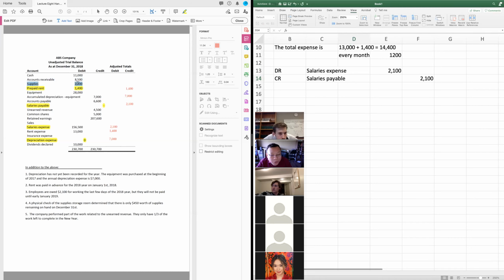Supplies, $2,300. So when you buy supplies, you pay the $2,300. That's your asset, right? And then number 4 tells us you have a physical count in the storage room, and you know the remaining balance is $450. So the supplies balance should really be 450, not 2,300, because during the year you have used the difference. So can anyone tell me what do I debit, what do I credit?